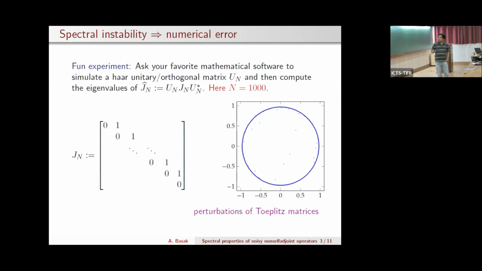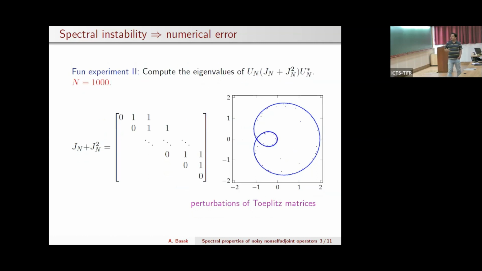But what you see is completely different. What you see here is that if you start with this Jn and you do this conjugation, where n is 1000, then you end up with this picture. So you see that all its eigenvalues are pushed towards the boundary of the unit disk. And this phenomenon is not specific to this particular matrix, it is fairly general.